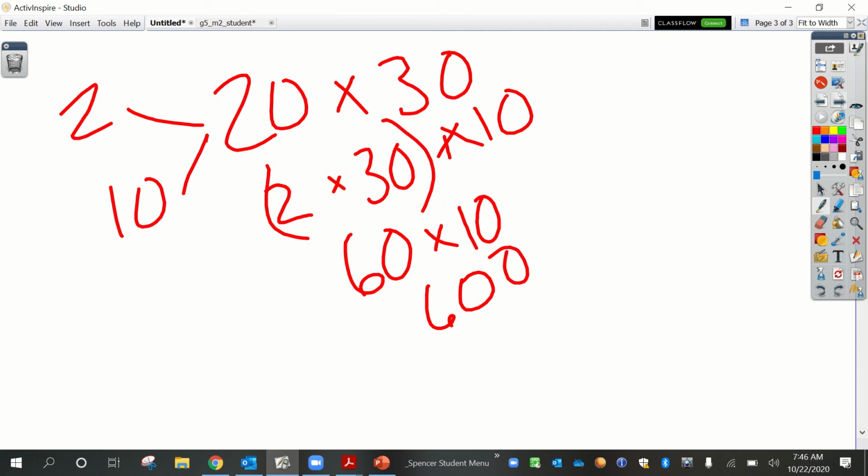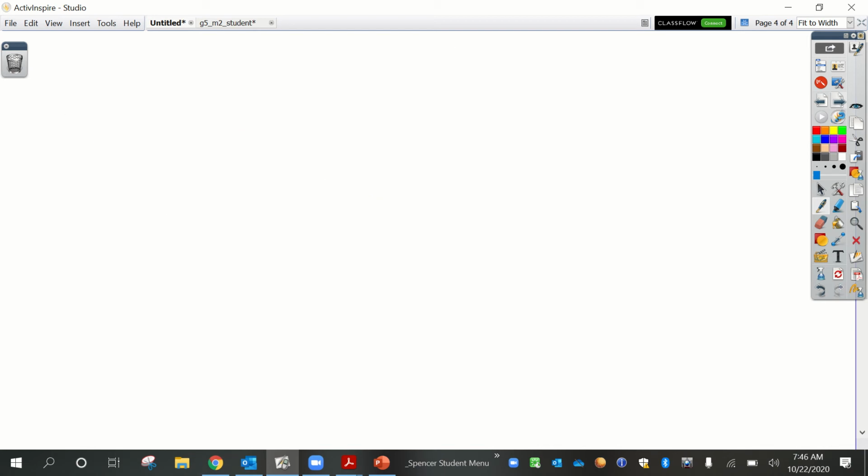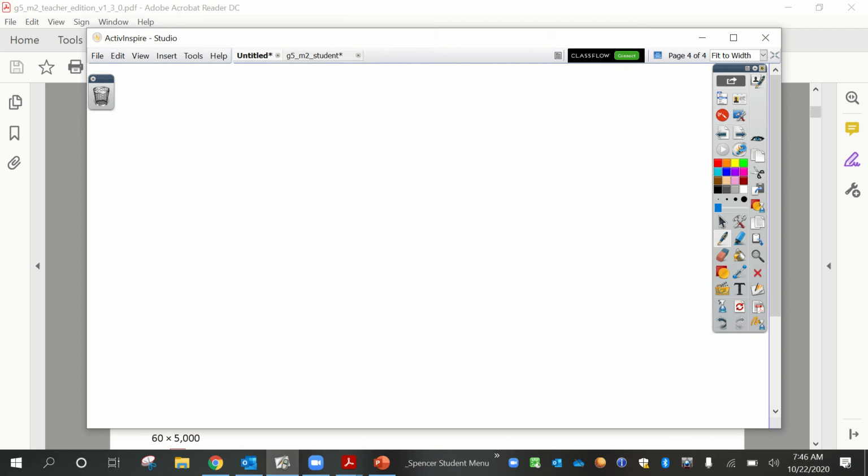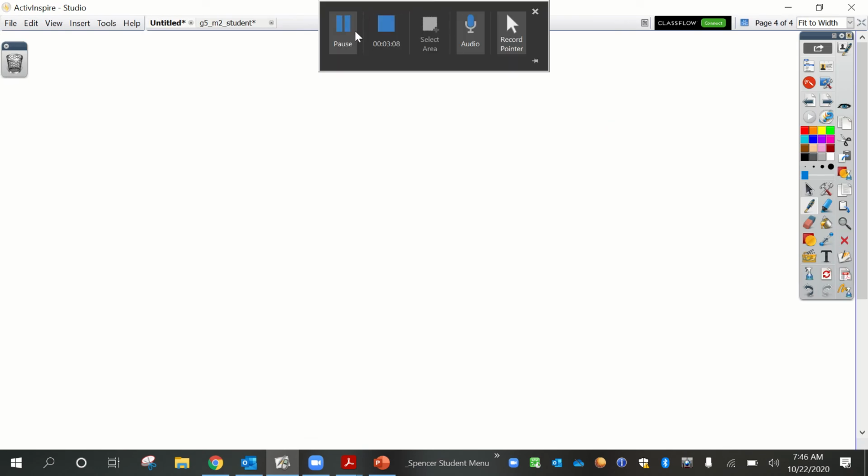So we're going to be practicing different styles like that. Doesn't matter which way works for your brain, but these are different ways that you can solve it mentally in your head.